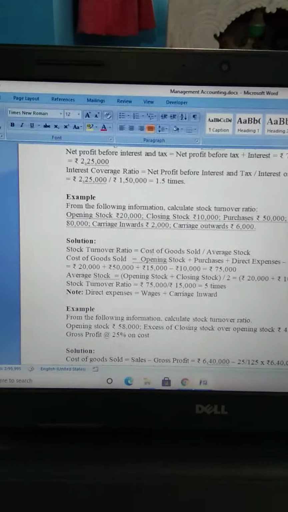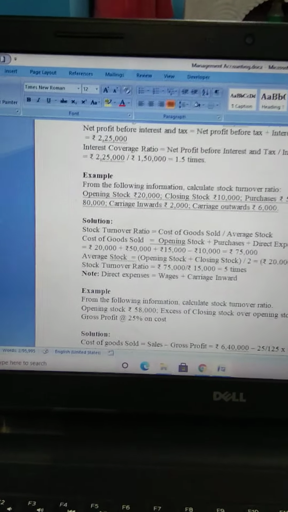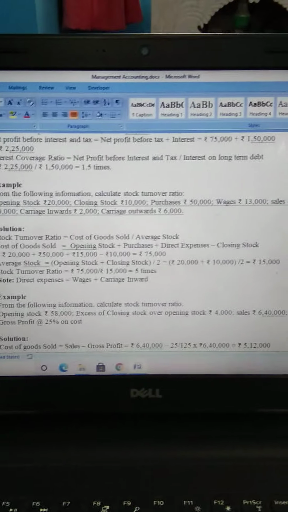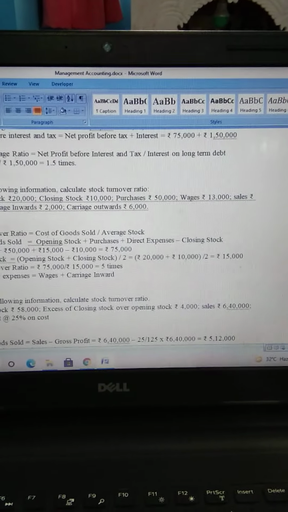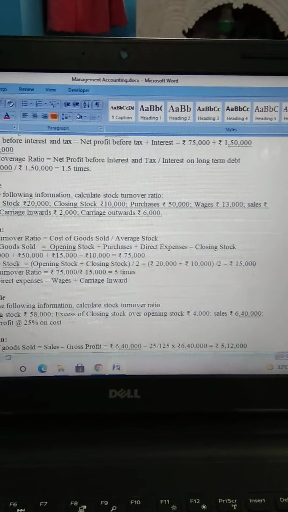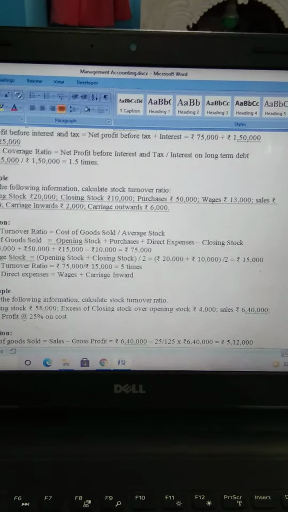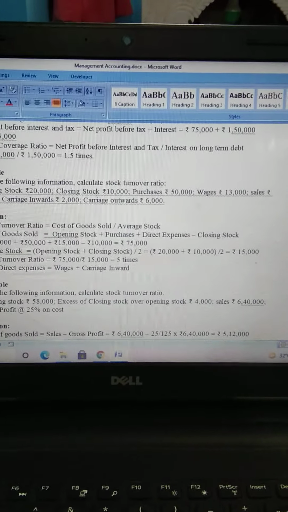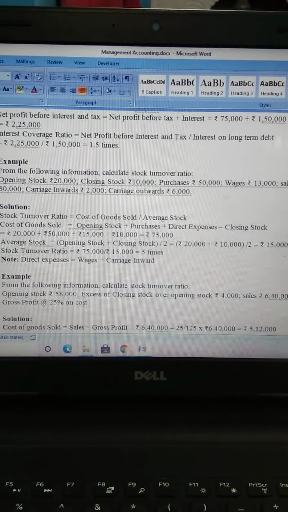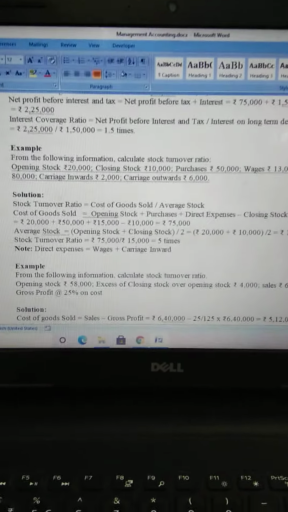Stock turnover ratio, the formula is cost of goods sold by average stock. What is the formula of cost of goods sold? Opening stock plus purchase plus direct expenses minus closing stock. There is actually another formula of cost of goods sold, sales minus GP, but here the first formula is applicable. We put in all the information and we get the cost of goods sold as 75,000.